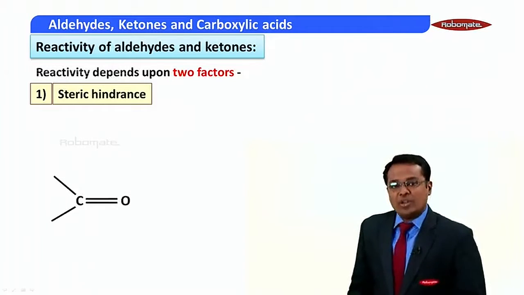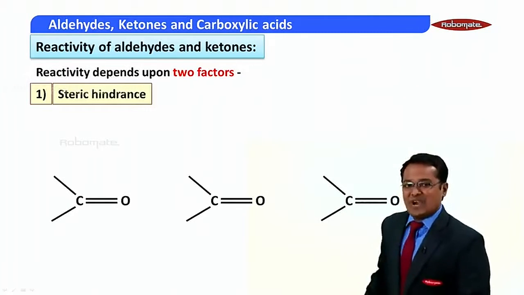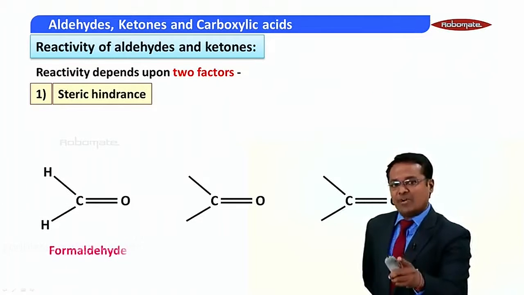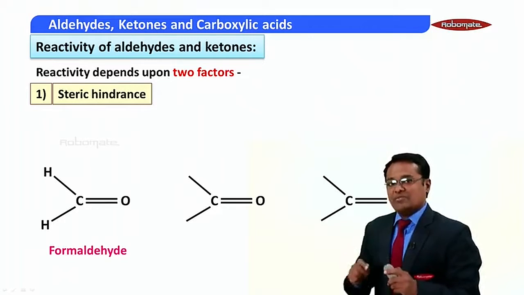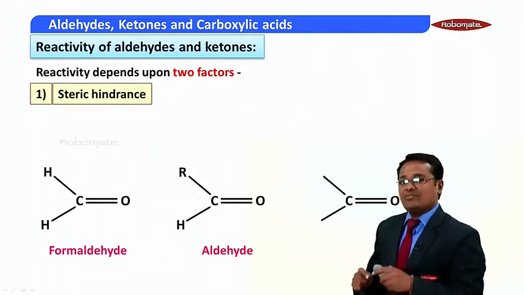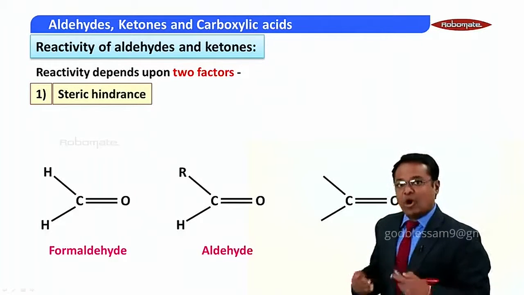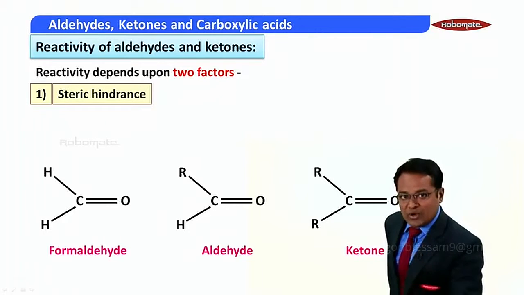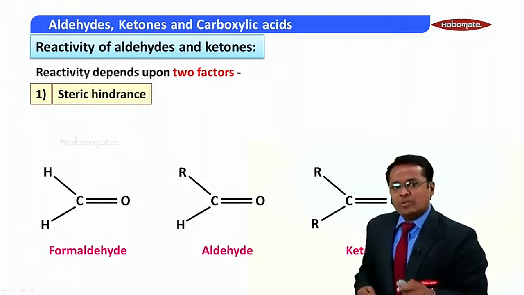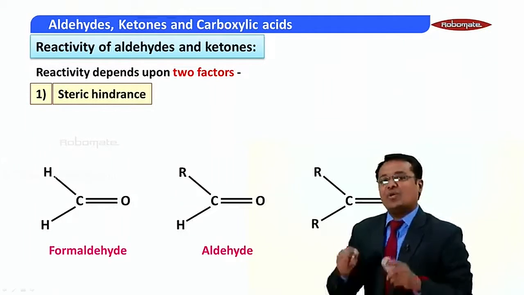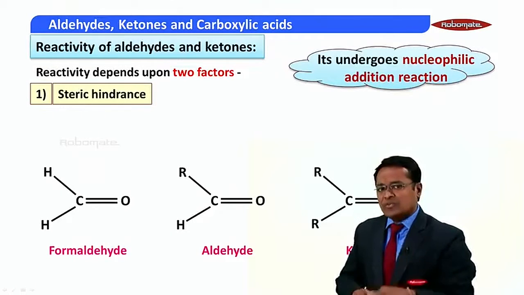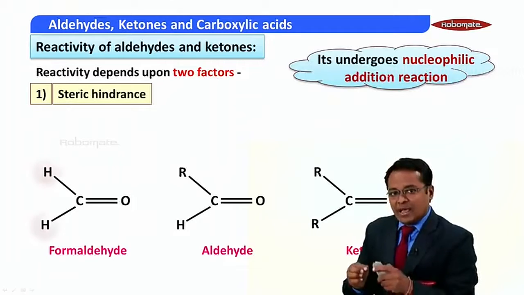Here I have a carbonyl group, and I have taken three cases of it. In the first case, if both are H's, it becomes formaldehyde. If there is one alkyl group and one hydrogen, it becomes an aldehyde. Similarly, in the third case, if I have two alkyl groups, maybe the same or different, it is called a ketone. Now we know that aldehydes and ketones like to undergo nucleophilic addition reaction. If you see those three cases which I have taken, can you see one thing?